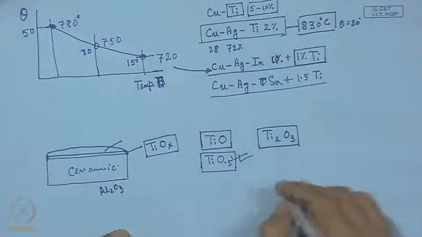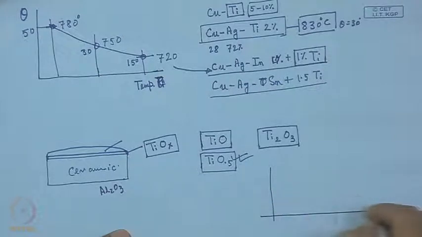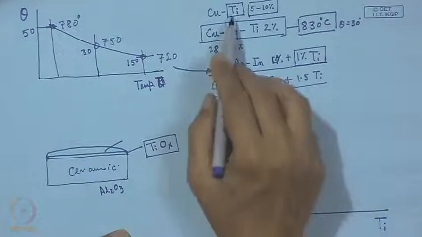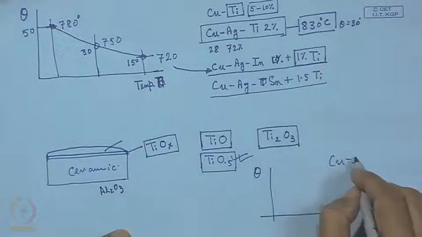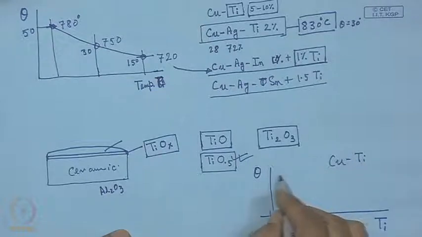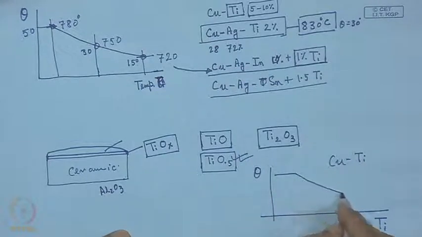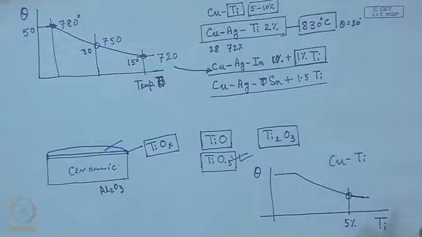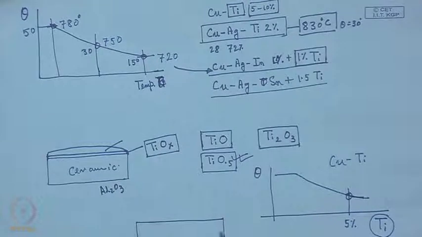So, if we just plot theta against titanium with this copper. Now, here it is a copper-titanium system. So, we can find that it is something like this. So, this good wetting comes around 5% of titanium, and in this case, because of this high amount of titanium, we get a thick reaction layer over this surface.